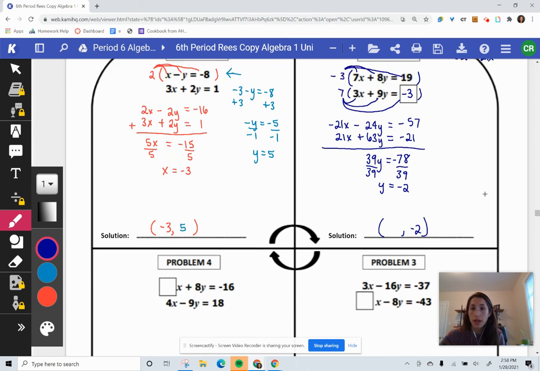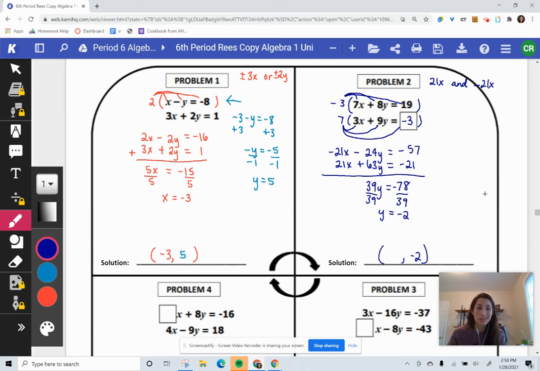Now I just need to solve for x. To solve for x, I can put that into any one of the original equations. I'm going to put it into this one here. So 3x plus 9 times y equals negative 3. That's going to give us 3x minus 18 equals negative 3. We'll add 18 to both sides, and that's going to be 3x equals 15. We'll divide by 3, and x is 5. I'm going to put that here.